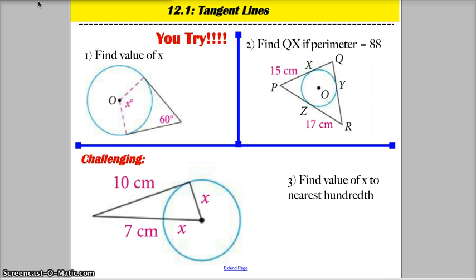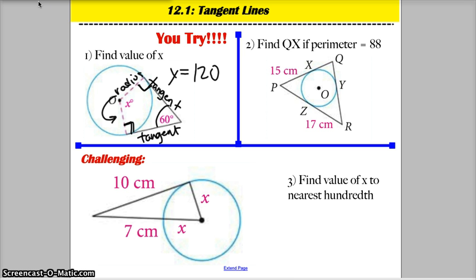For problem number 1, because we're dealing with tangent lines and radius, the 2 angles marked must be 90 degrees. This is now a 4-sided figure. So 360 is the total number of degrees in a 4-sided figure. So 360 minus 90 minus 60 minus 90 gives you your value of x.